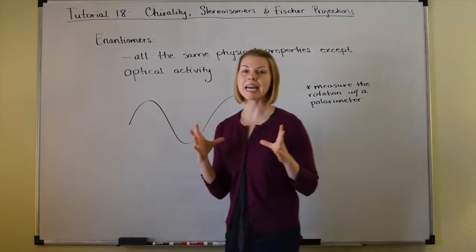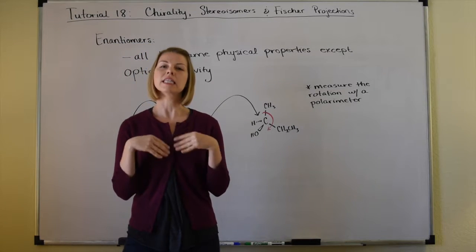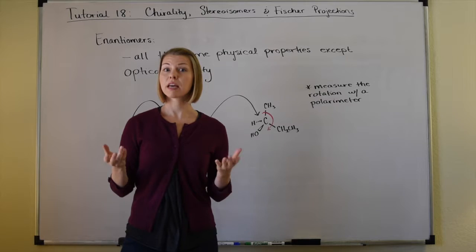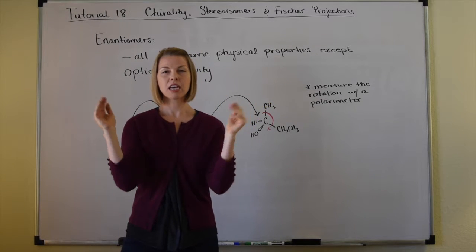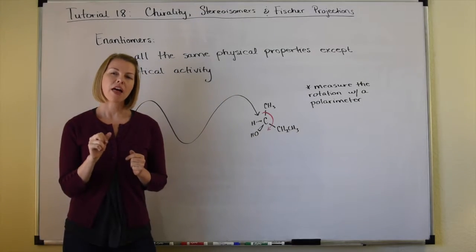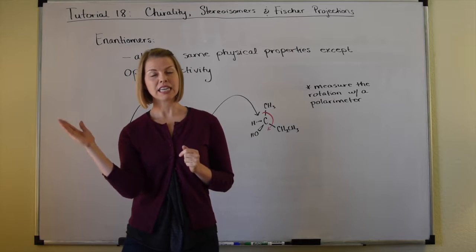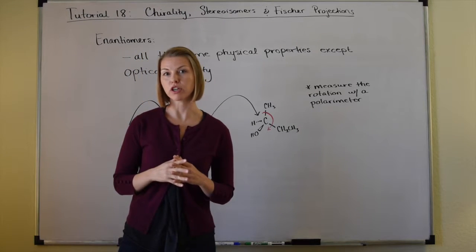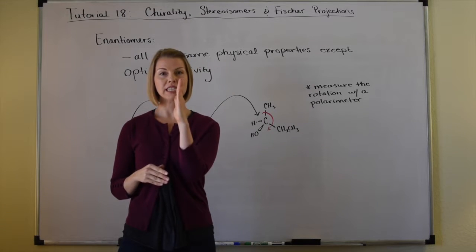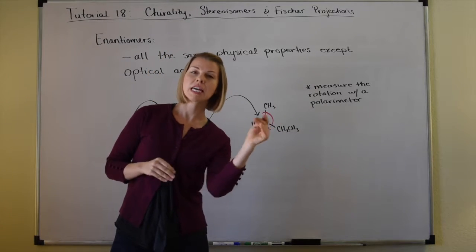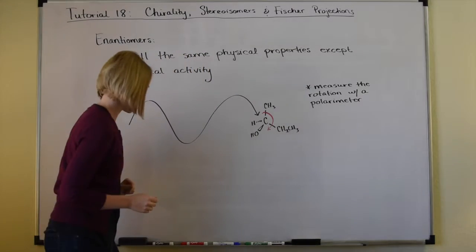Now, 2 enantiomers will always rotate light the same number of degrees, but in opposite directions. The enantiomer that rotates the light to the right is called the dextrorotatory molecule. The enantiomer that rotates the light to the left is called the levorotatory compound. I'm going to write that down.